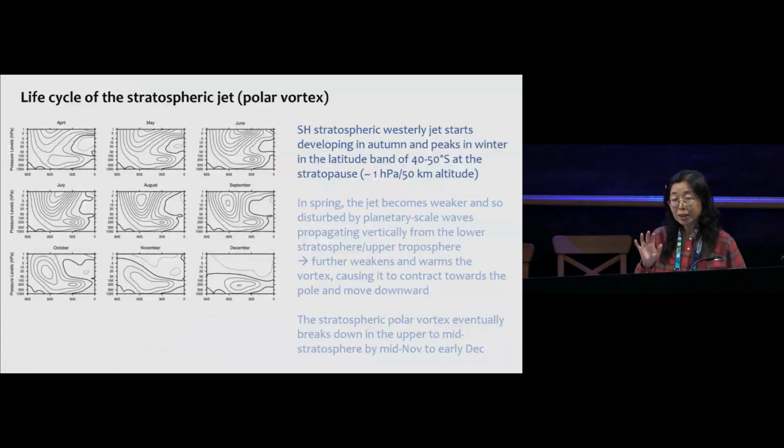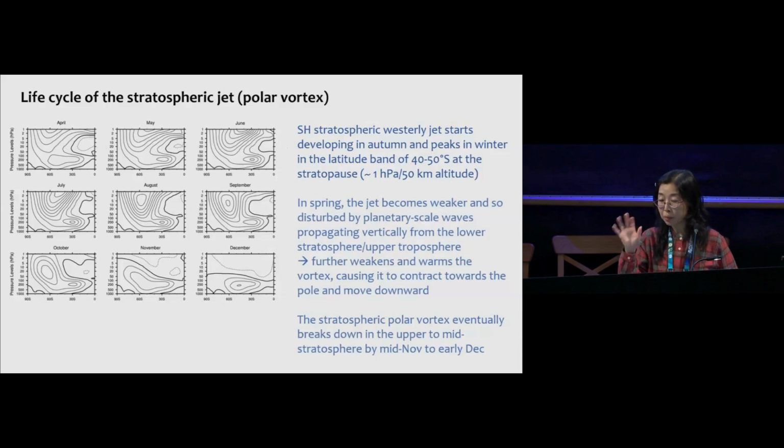In general, the Southern Hemisphere stratospheric westerly jet, which is also known as the Southern Hemisphere polar vortex, starts developing in autumn and peaks in winter in the middle latitudes at the stratopause, which is at about 1 hectopascal level or 50 kilometers altitude.